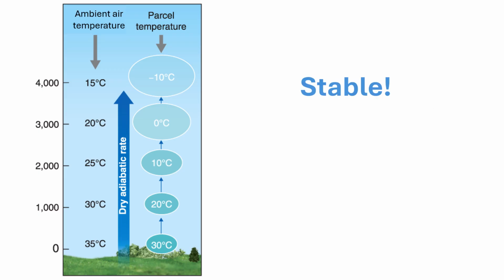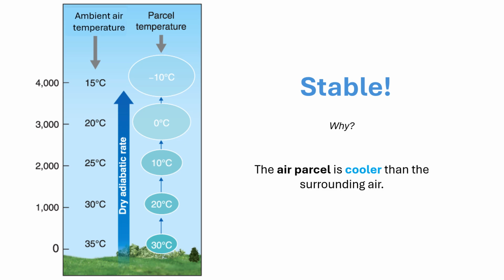It is stable. Why is it stable? Because the air parcel is cooler at every altitude than the surrounding air. So it's going to want to sink. It's not going to want to rise at all on its own. If it happened to be the same temperature as the ambient air, it probably wouldn't go anywhere. It would just sit there. But generally, it's cooler than the surrounding air and it wants to sink.